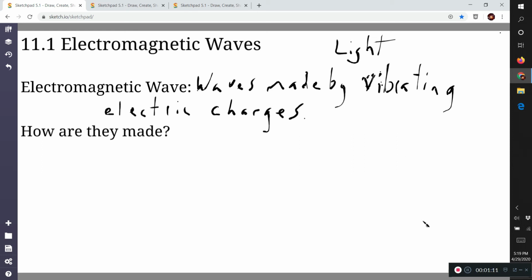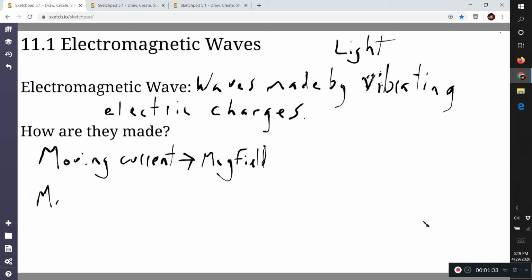Well, there's two key points we need to remember from our discussions of magnetism and electricity. And that's that a moving current, which means moving electrical energy, creates a magnetic field. And a moving magnetic field creates current.